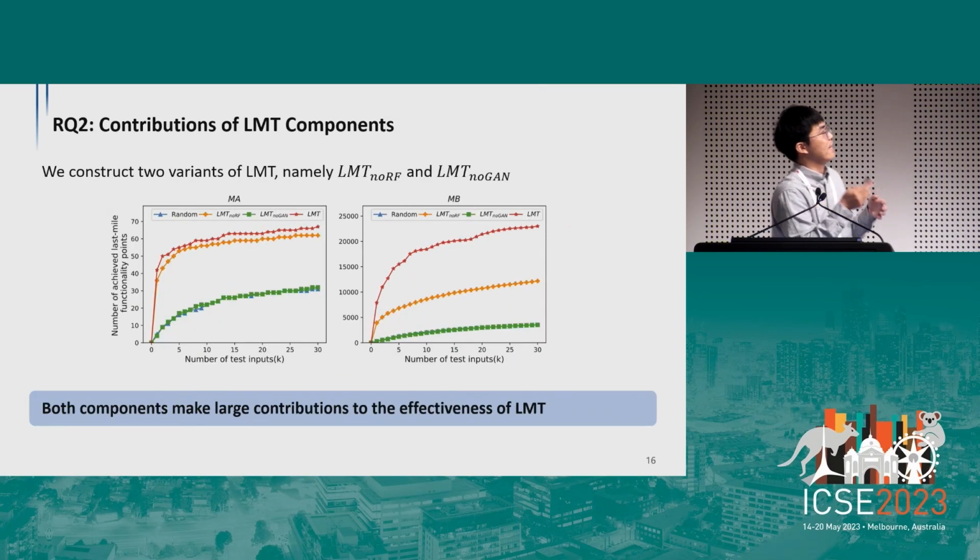And we also studied the contribution of each component in LMT. We built 2 variants. The first, LMT no RF, drops the random forest in LMT and randomly selects the relevant variables. And the second one is LMT no GAN. It drops the GAN in LMT and randomly generates the candidates. We can see that both components contribute to LMT and that their combination gives the best performance.